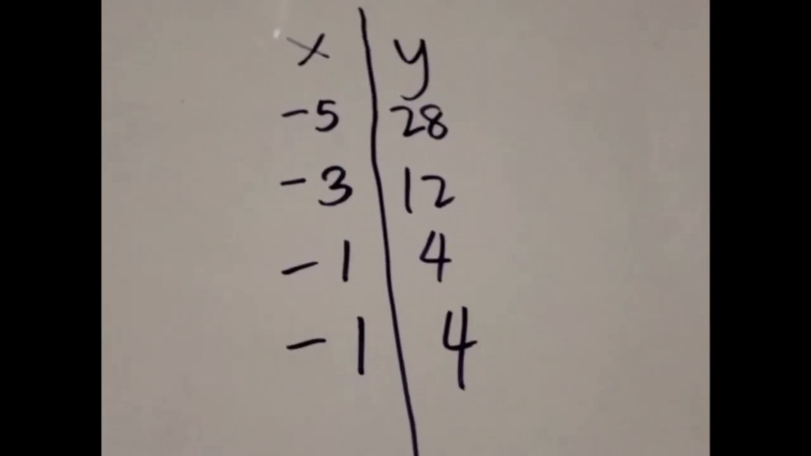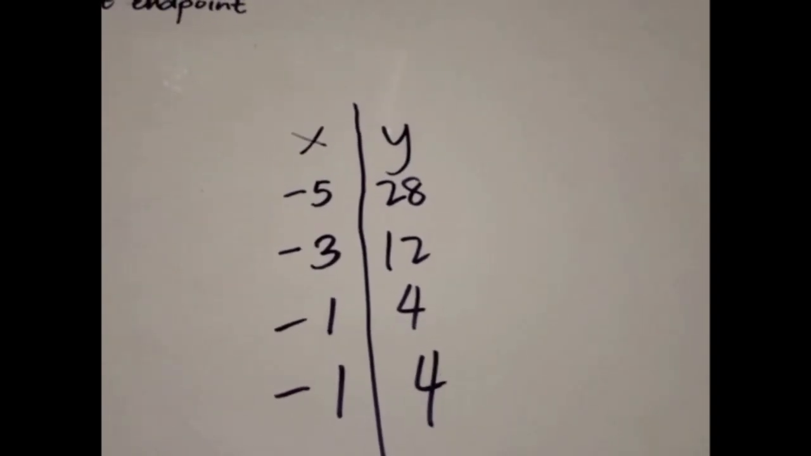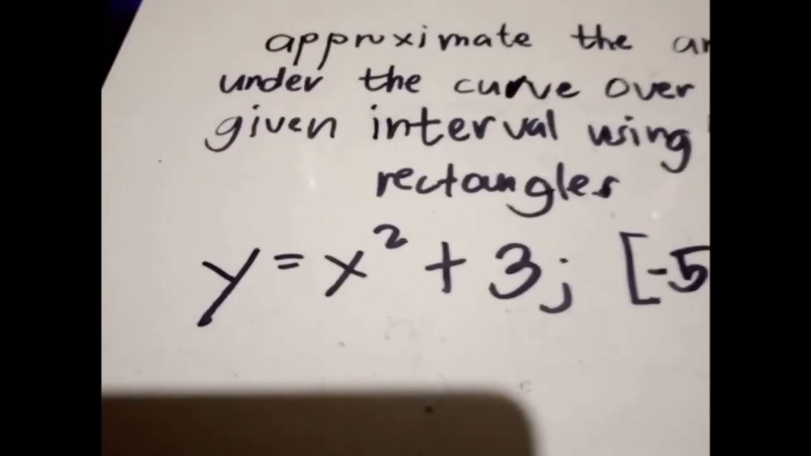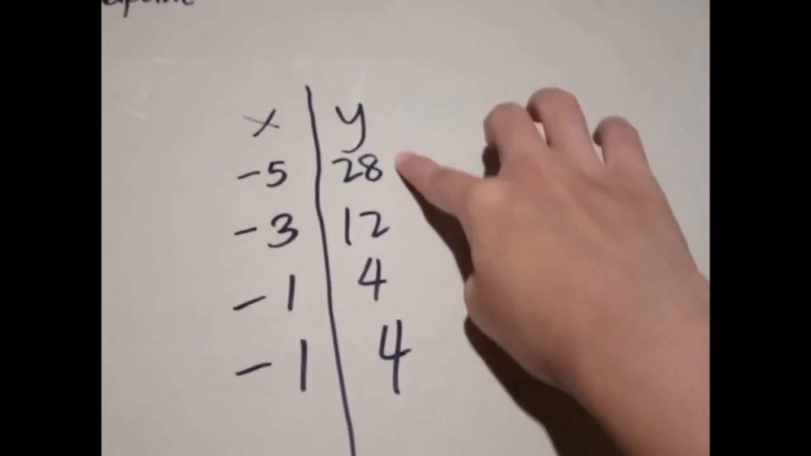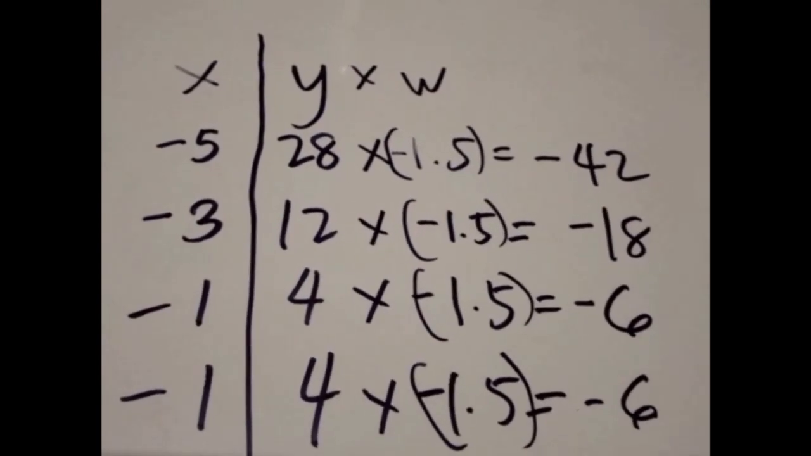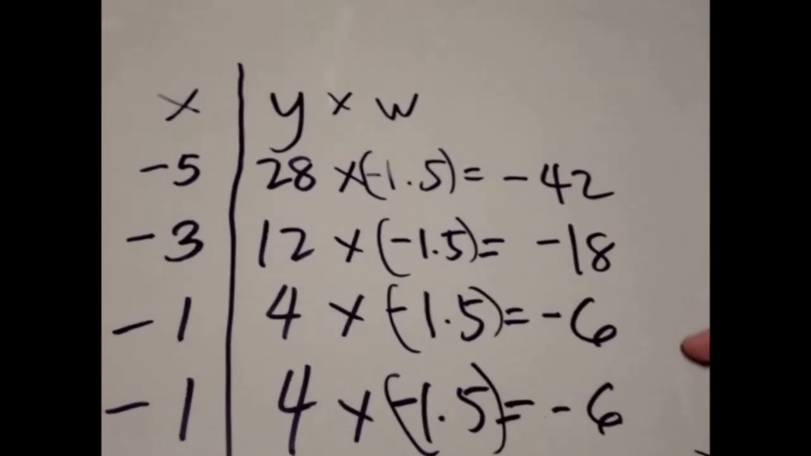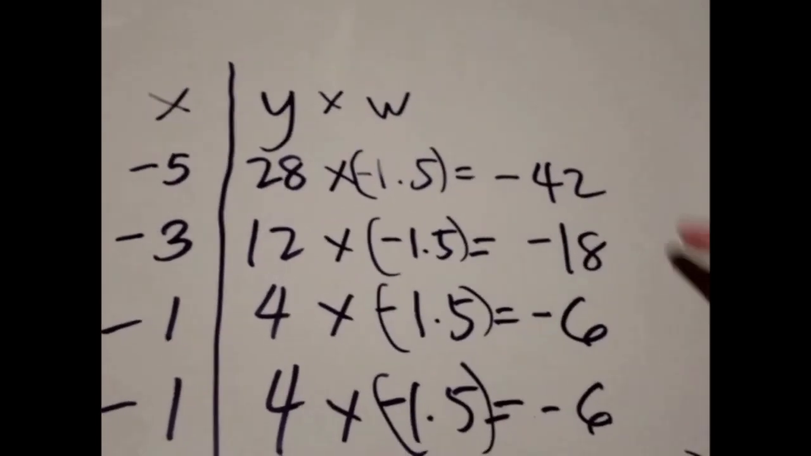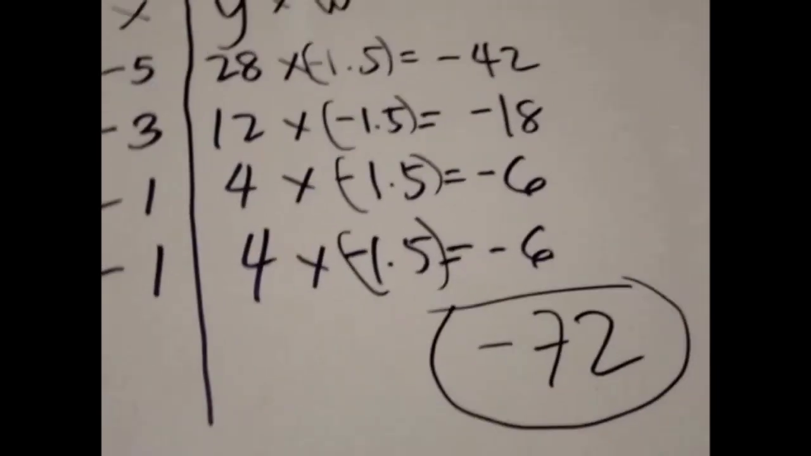Here's the table for the x and the y. How to find the y? It is because y is equal to x squared plus 3. So when we do that, these will be the answers. The next step is to multiply the y and the width, and here's the answer when multiplied. And adding all of this, the answer is negative 72.